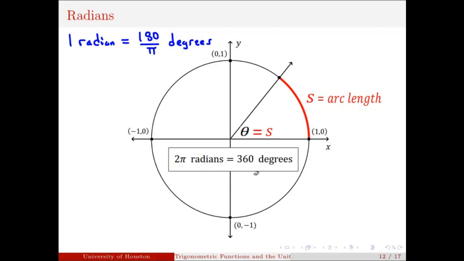On the other hand, if we divide both sides by 360, we see that 1 degree equals pi over 180 radians. These relations will help us convert from units of degrees to radians and vice versa, as the following examples illustrate.